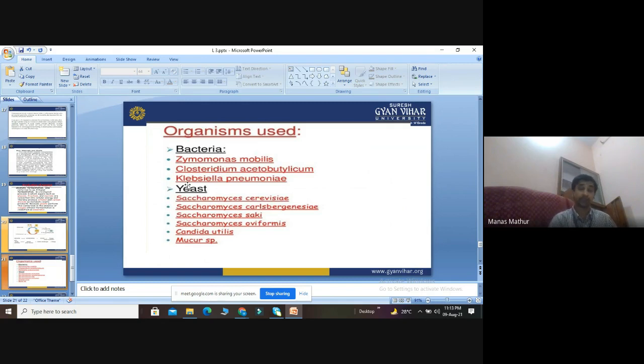And finally, we are using different species of yeast. That is Saccharomyces cerevisiae, Saccharomyces carlsbergensis, Saccharomyces saki, Saccharomyces oviformis, Candida utilis, and Mucor species. These are the different varieties of yeast which we are using.